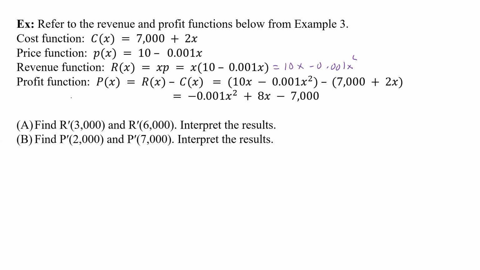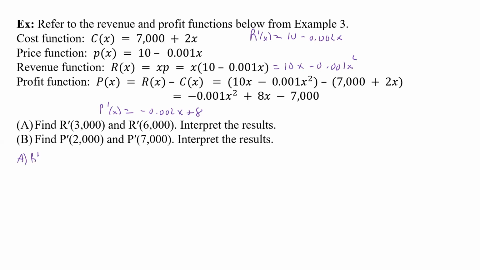Now, let's go ahead and find derivatives. So R prime of x is going to be what? Well, we take a derivative of that, we get 10 minus 0.002x. So that's going to be our marginal revenue. And our marginal profit, P prime of x, is going to be what? Well, that's going to be minus 0.002x plus 8. Okay, so that'll be our marginal profit. And so now what we're supposed to find is the marginal revenue and profit at specific values and then interpret the results.